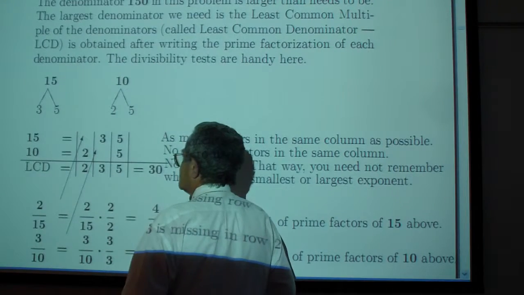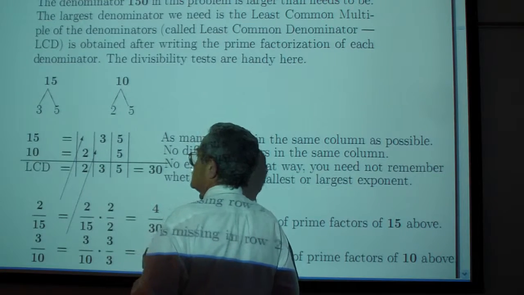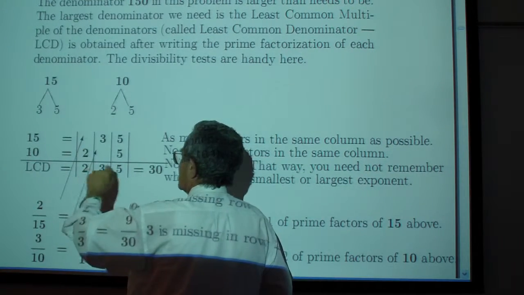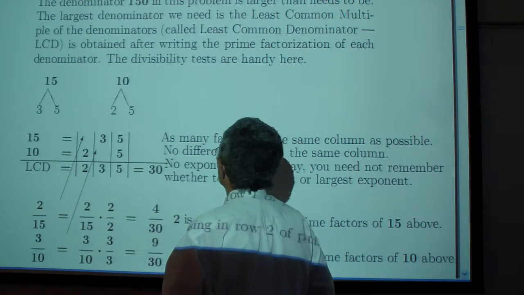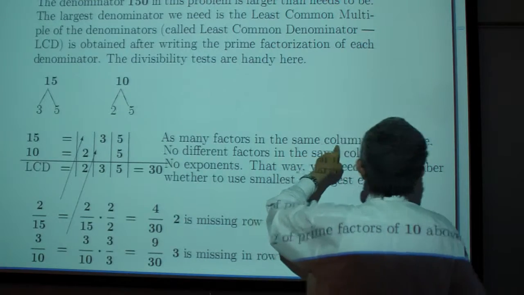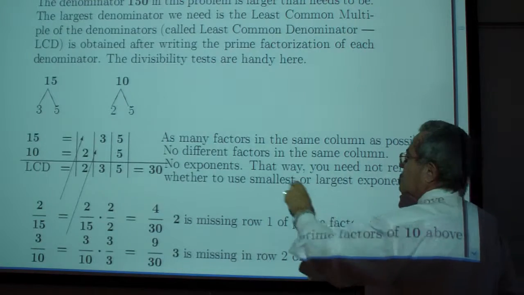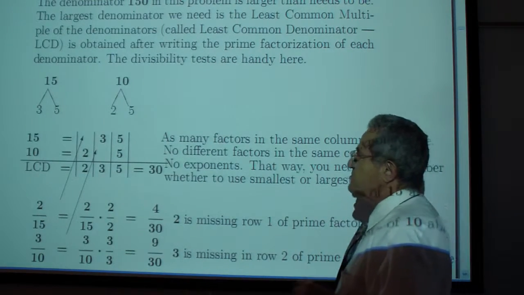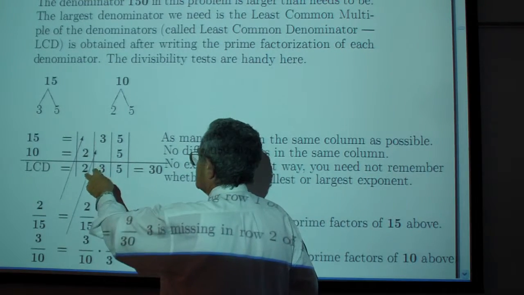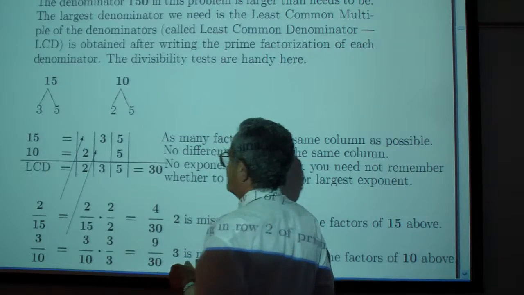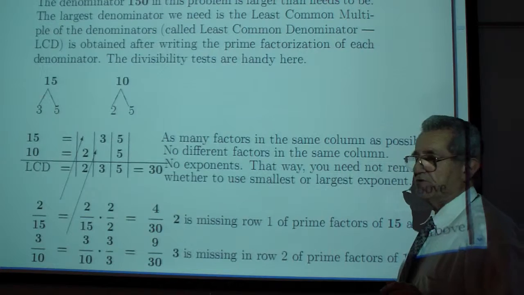But do not write different numbers in the same column, and write as many of these factors in the same columns as you can. You have one column of 2's, one column of 3's, one column of 5's. That's 6 times 5, 30. So as many factors in the same column as possible. No different factors in the same column. No exponents. Why no exponents? Because I don't want to remember whether I need to take a number to the highest power or a factor to the lowest power. Okay? That's why I don't use exponents.